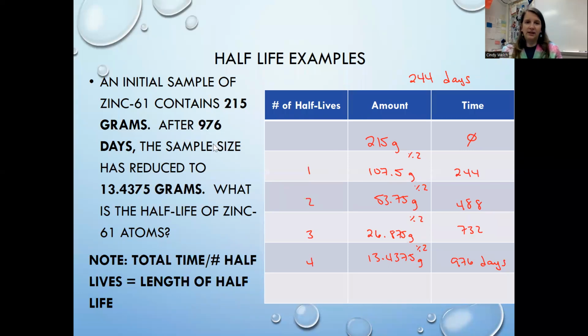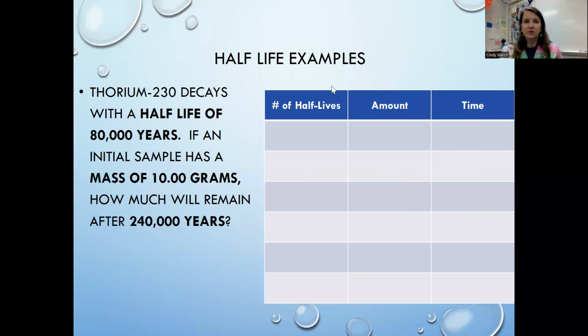And then let's take a look at the last question. It says thorium-230 decays with a half-life of 80,000 years. If an initial sample has 10 grams, how much will remain after 240,000 years? So my initial time is 0. Every half-life, so 1, 2, 3. Every half-life is 80,000. So I'm going to add 80,000 each time to this so I can see how many half-lives have passed. And I have just 3 half-lives.